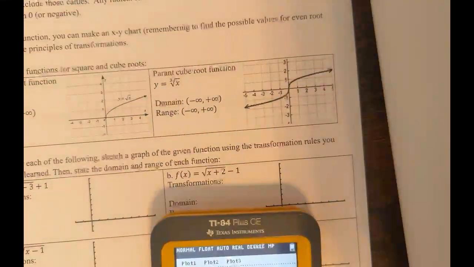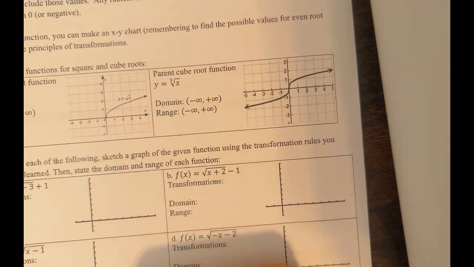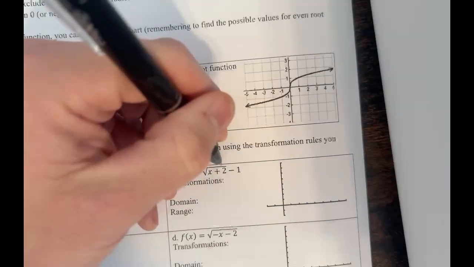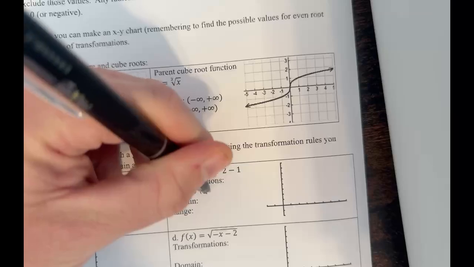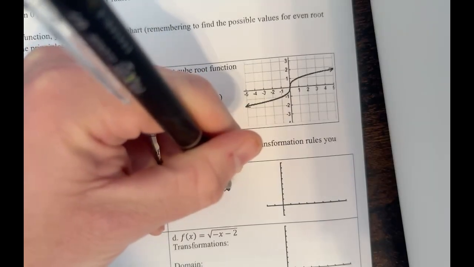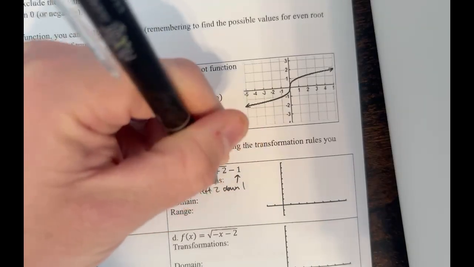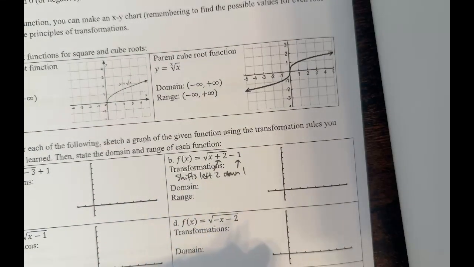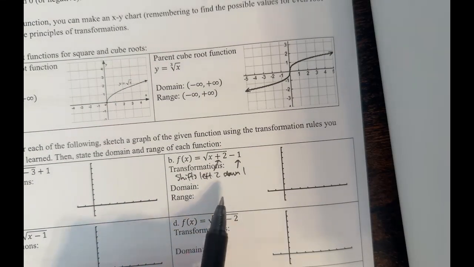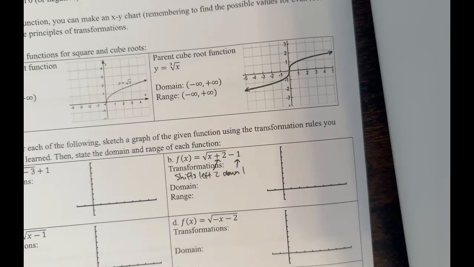And so what's different about this and this first one here? Plus 2 minus 1. Plus 2 means it's going to shift left 2 and down 1. So down 1 because of that, left 2 because of that. Because anytime you add to the x, it's left. Subtract from the x, it's right. Add to the end, it's up. Subtract from the end, it's down.